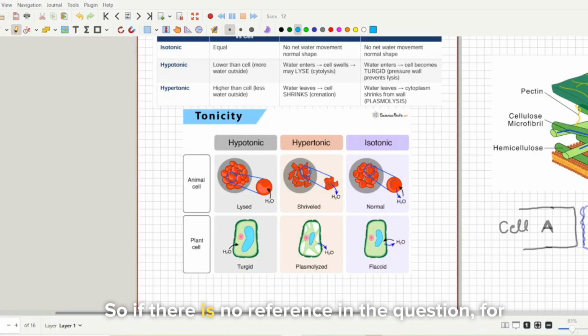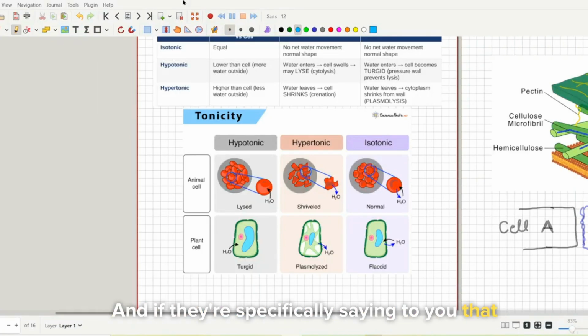So if there is no reference in the question, for example, if they are simply saying that the cell is in hypotonic condition, then that means they are talking about the condition inside the cell. And if they are specifically saying that the water is in hypertonic condition or hypotonic condition, then you know that the water contains low salt or higher salt. So that's how you need to know what is hypotonic and what is hypertonic.